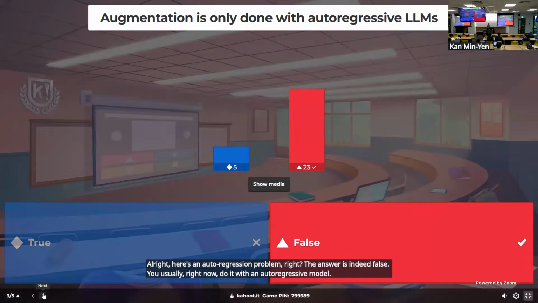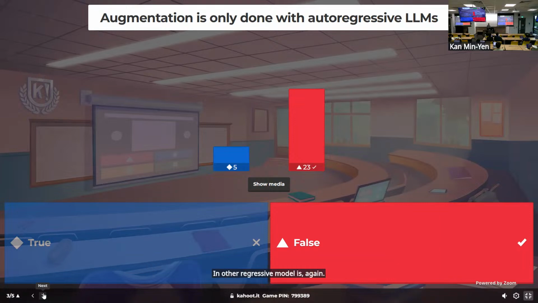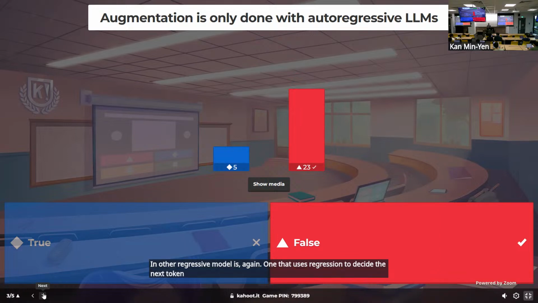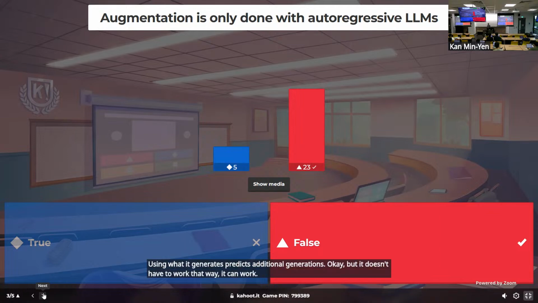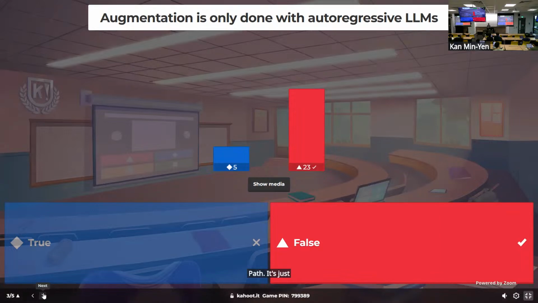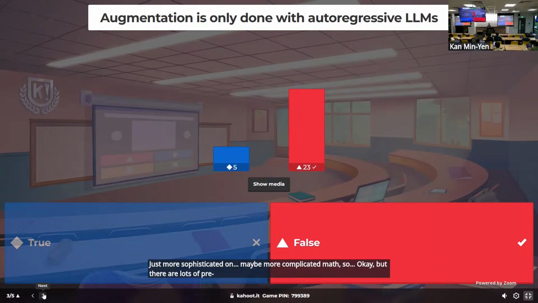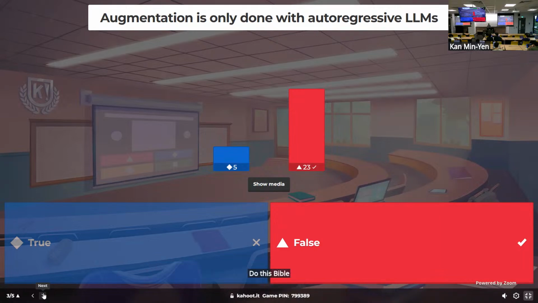An autoregressive model is again one that uses regression to decide the next token. So it's using what it generates to predict additional generations. Okay, but it doesn't have to work that way. It can work with a math language model as well. It's just more sophisticated and maybe more complicated math. There are lots of pre-trained models that use some of this type of augmentation.